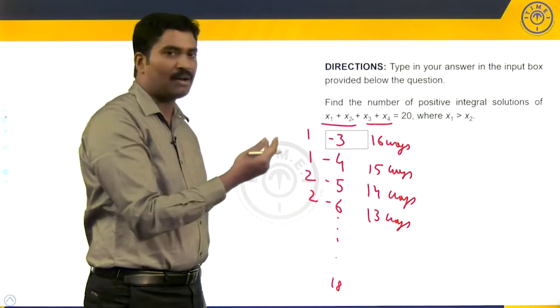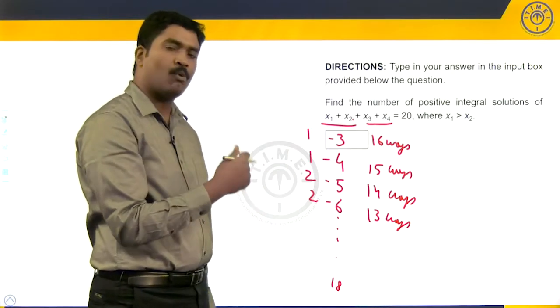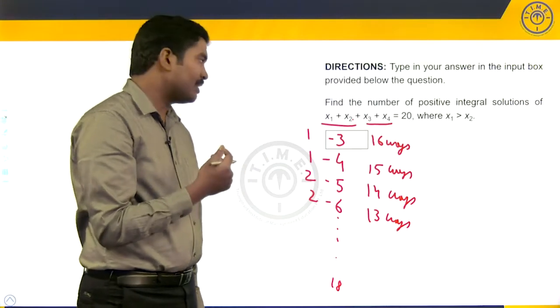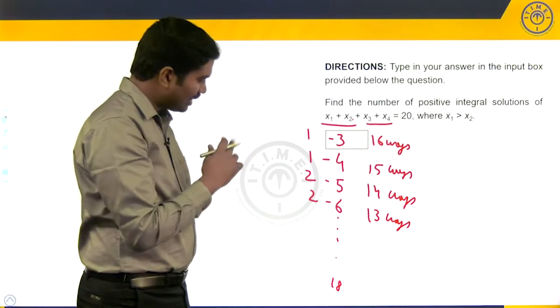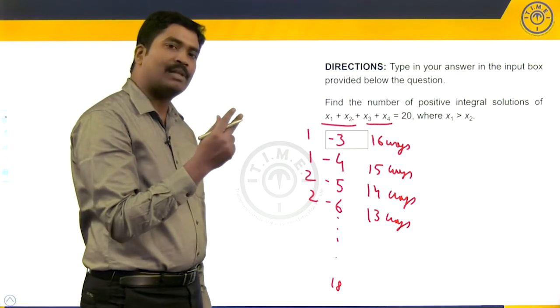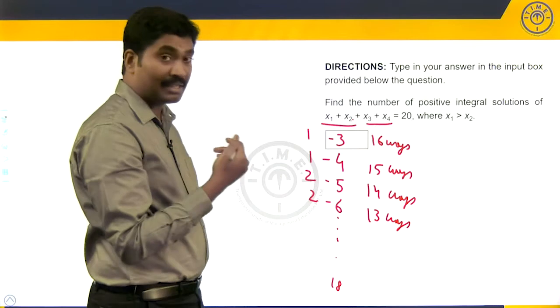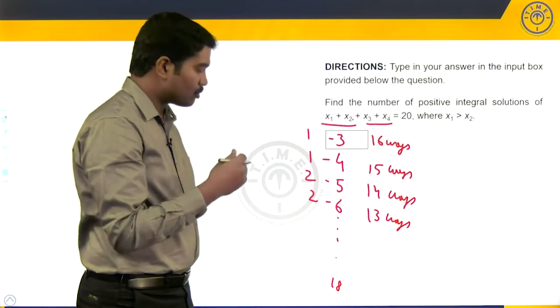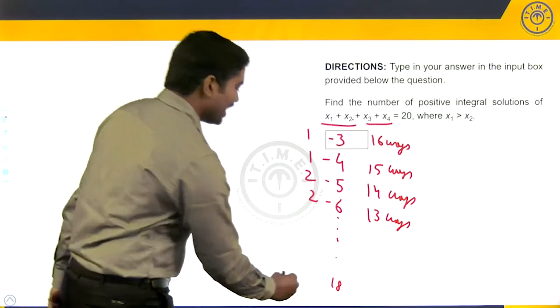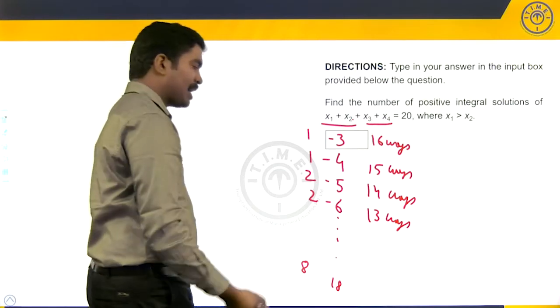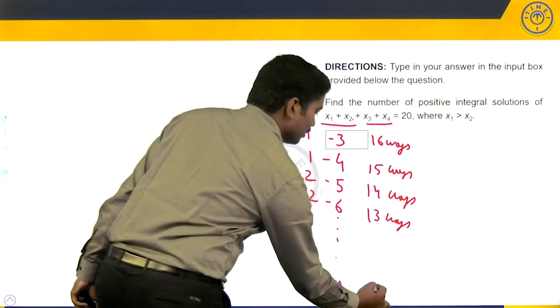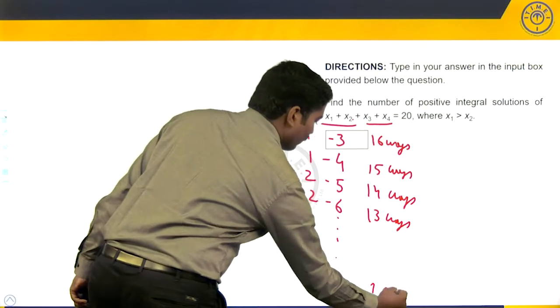x1 should be more than half. Half of 18 is 9, more than 9 means it should be 10. So x1 can take values from 10, 11, 12, 13, 14, 15, 16, 17, 18. It can't take the value of 18. So, it can take values from 10 to 17, which is 8 values. This can take 8 values, in which case x3 and x4 can take only one way.